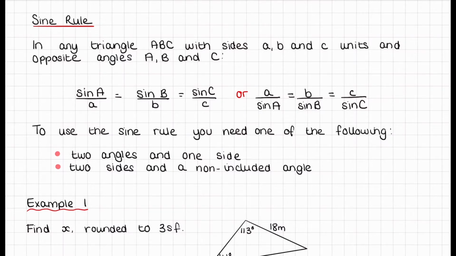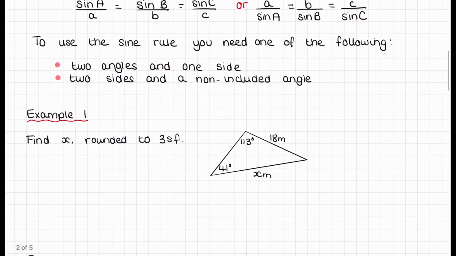What this represents is that we have the sine of angle A divided by side a equals sine B over b equals sine C over c. So in a triangle, the ratios between the angles and the sides are the same. Now to use the sine rule, you need one of the following: 2 angles and a side, or 2 sides and a non-included angle. And we'll do a few examples.